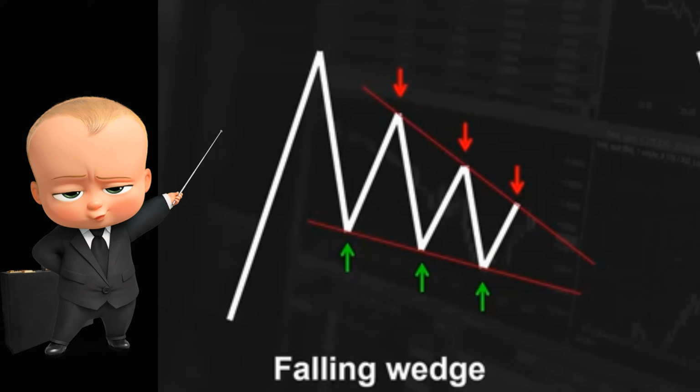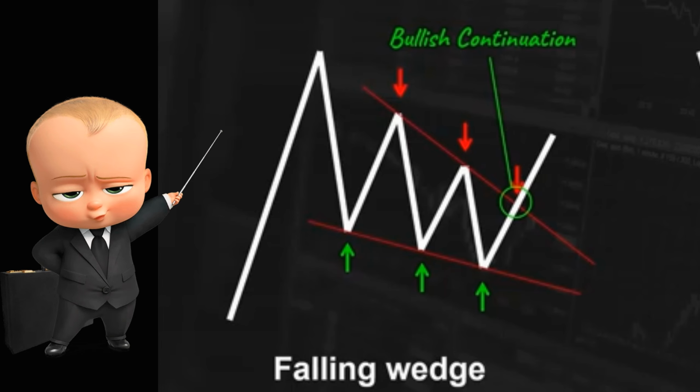downward sloping wedge shape. The upper trend line slopes downward. The lower trend line also slopes downward, but at a lesser angle, meaning the price movement is compressing. A bullish breakout is expected, meaning price is likely to break above the upper resistance trend line.